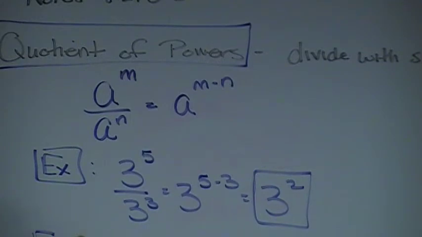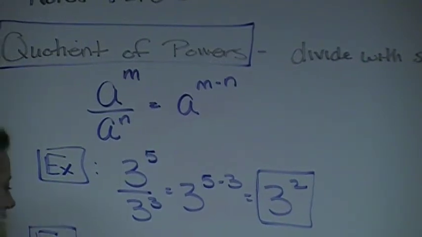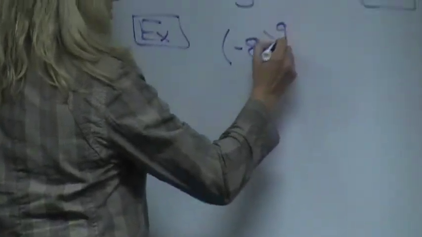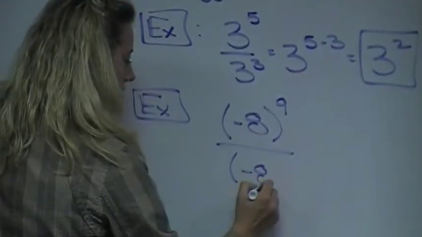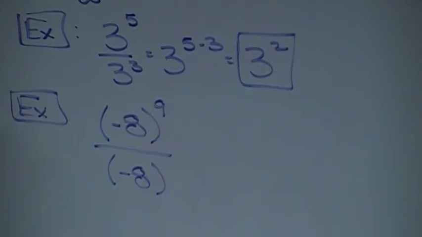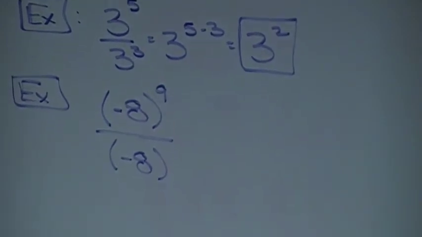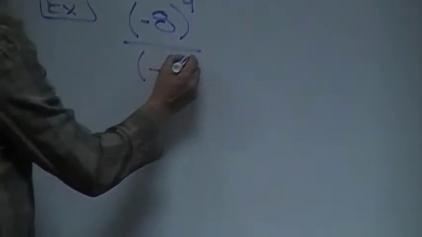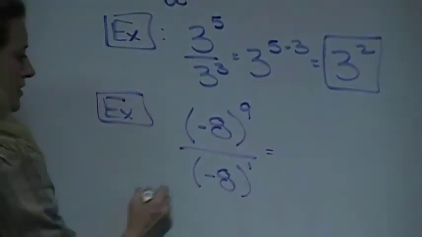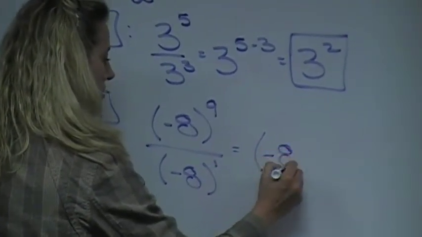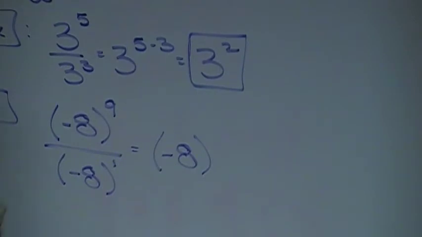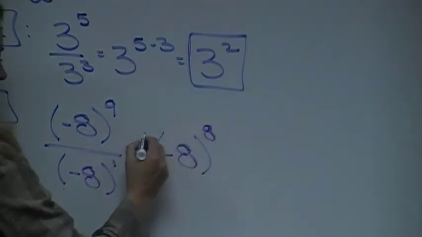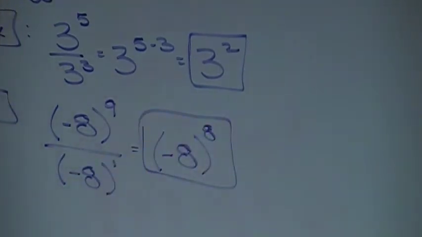Another one would be negative 8 to the 9th divided by negative 8, just negative 8. What is that negative 8 really raised to? The first power. So put a 1 here. So what would our answer be, guys? Negative 8, in parentheses because it's a negative base, to the what? 8. Very good. Raise your hand if that makes sense so far. Okay, good. A couple more.